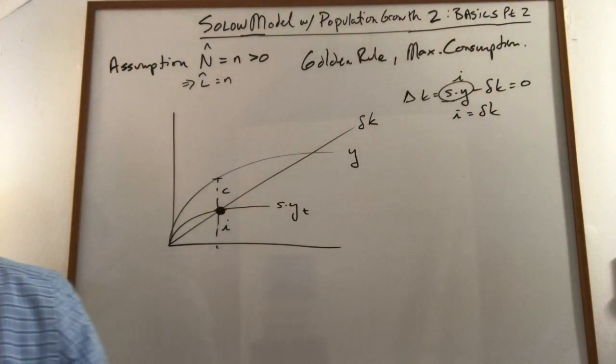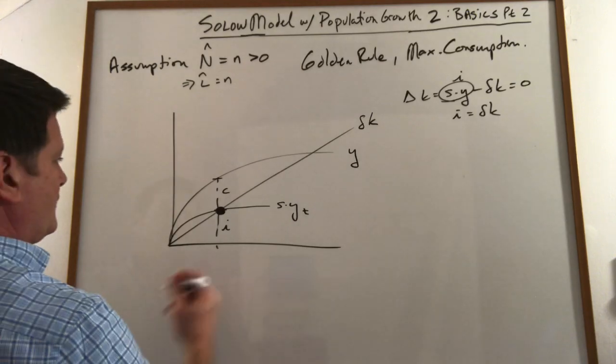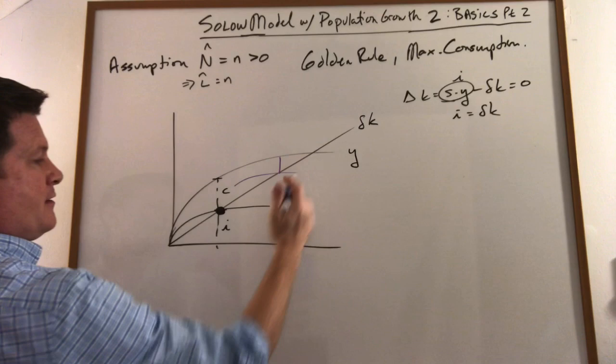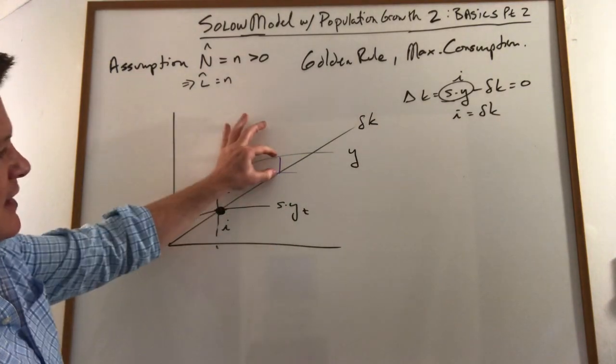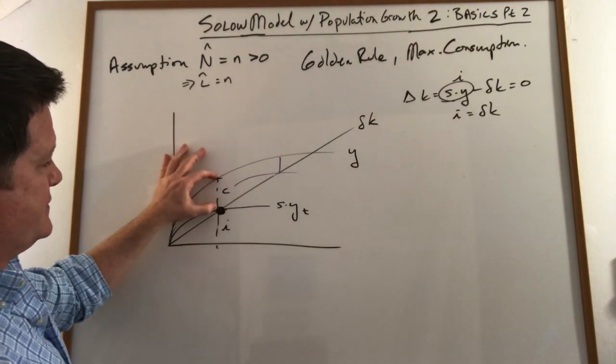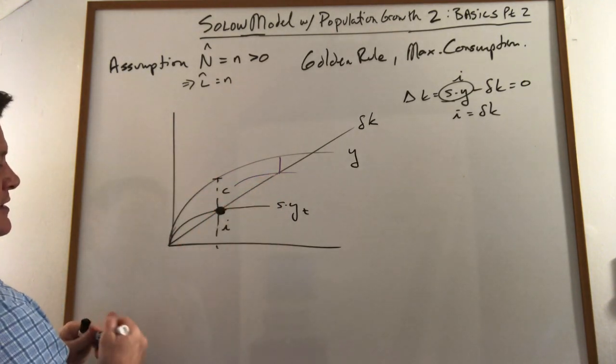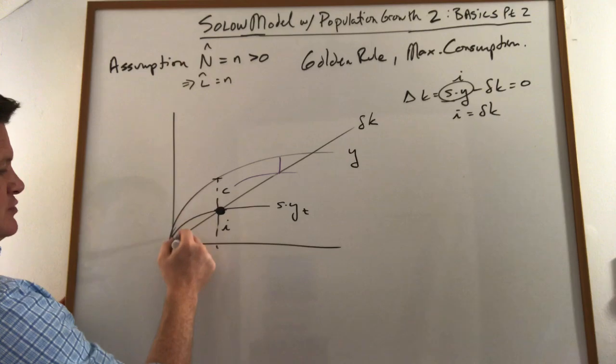Notice if I drew that line over here, you can pretty clearly see that that distance is smaller than this distance. So I get more consumption out here than I do over here. It's a little harder to see, but the same is true here.